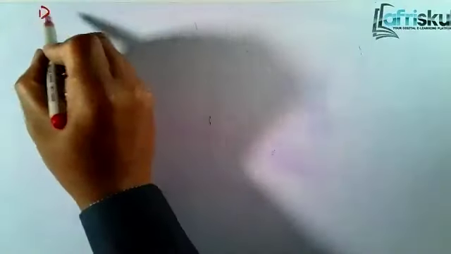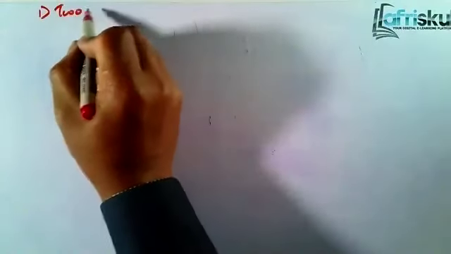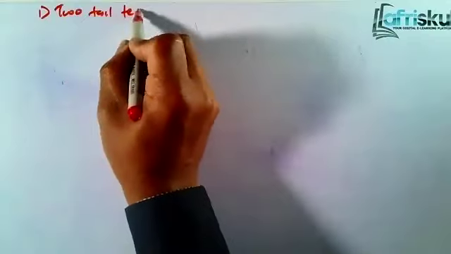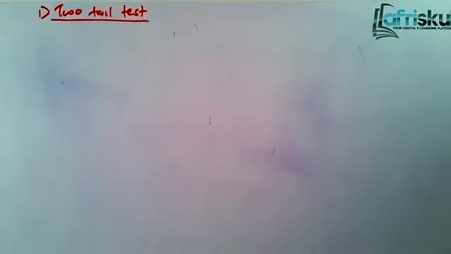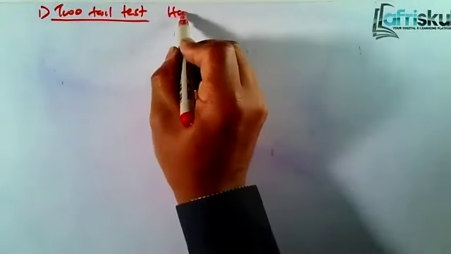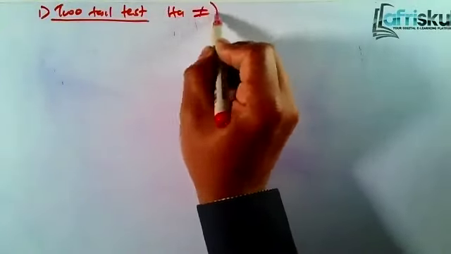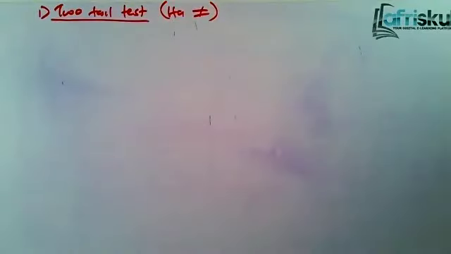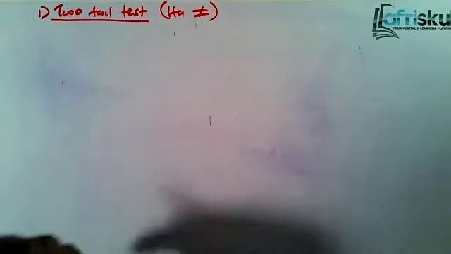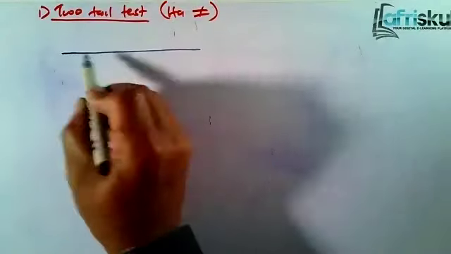So I'm saying that let's start with the two tail test. Now, for the two tail test, it's applied when the alternate hypothesis uses the sign of not equal to. That's when you apply a two tail test. And this is how we show it.